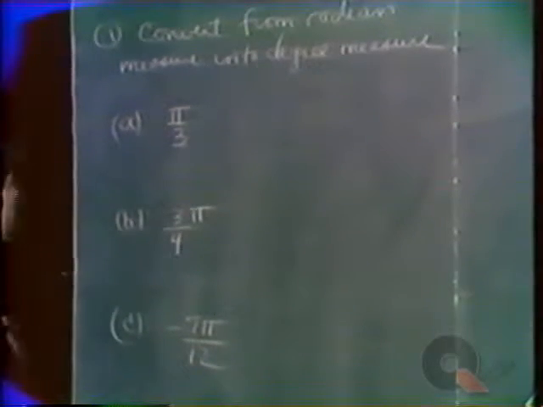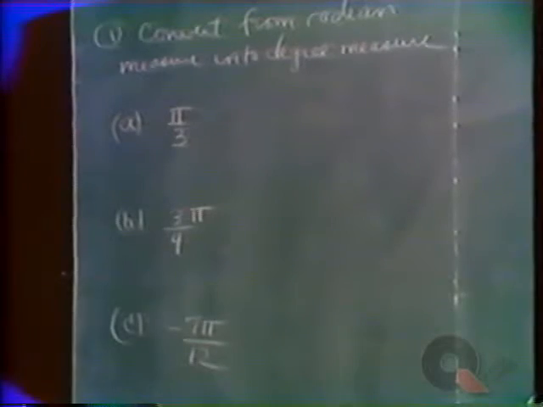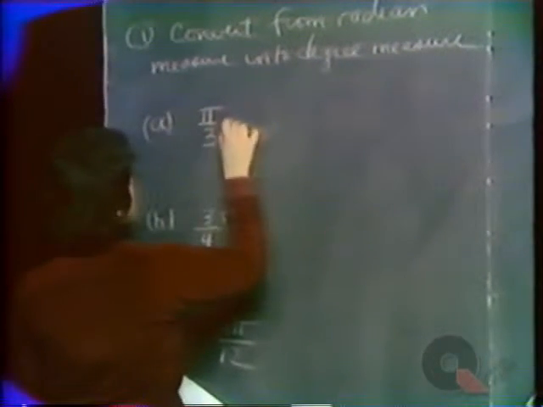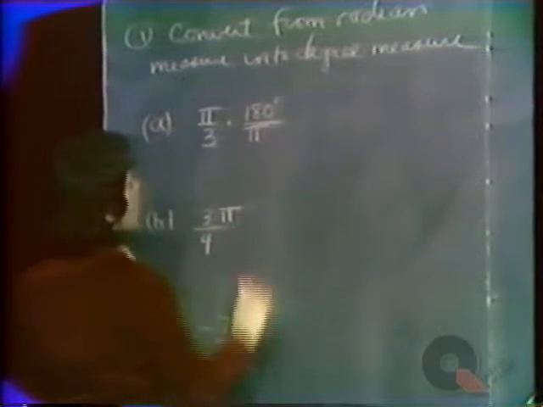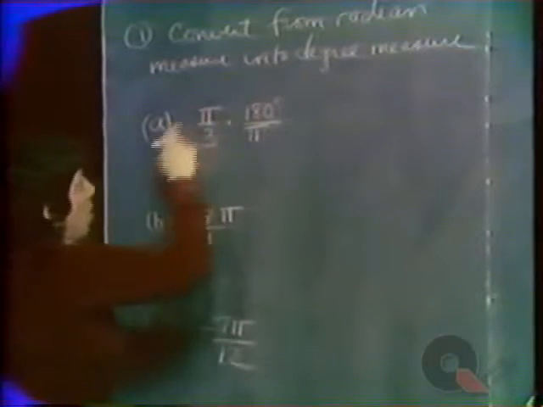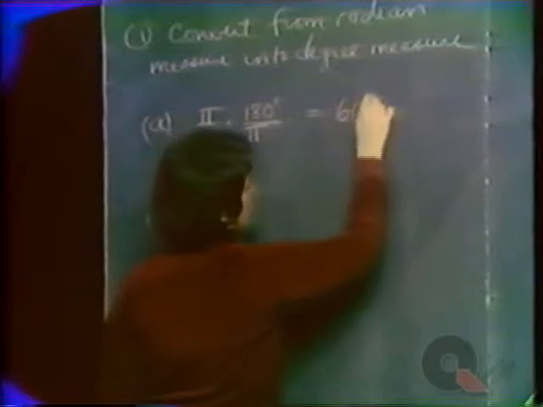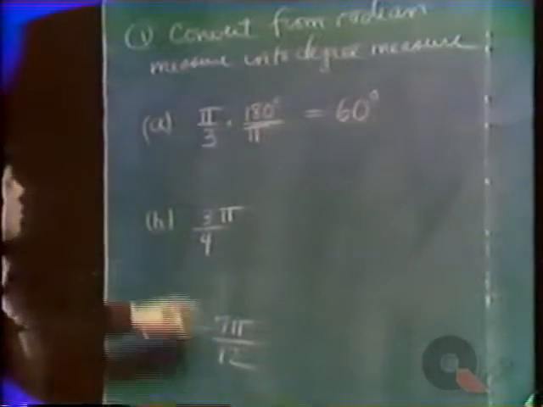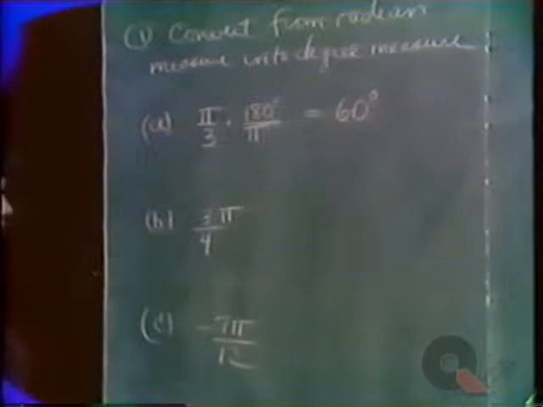Okay, now what we have to do is to realize that pi radians is equivalent to 180 degrees, and what we do is to multiply, in each case, by 180 degrees over pi to get an answer in degree measure. Okay, here the pi's cancel. 3 into 180 degrees gives us 60 degrees. So an angle of radian measure pi over 3 is equivalent to an angle 60 degrees.